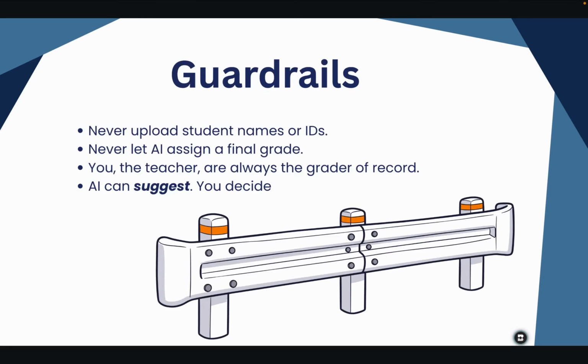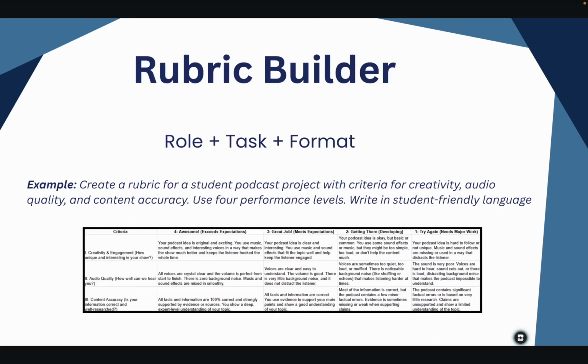Before we dive into this, we want to go over those guardrails again. Remember, it's really, really important that we never upload student names or IDs. We never let AI sign the final grade. You, the teacher, are always the grader of record. Remember that AI can suggest, but you are always the one that makes the decisions. Think of AI as our drafting assistant, not the decision maker.